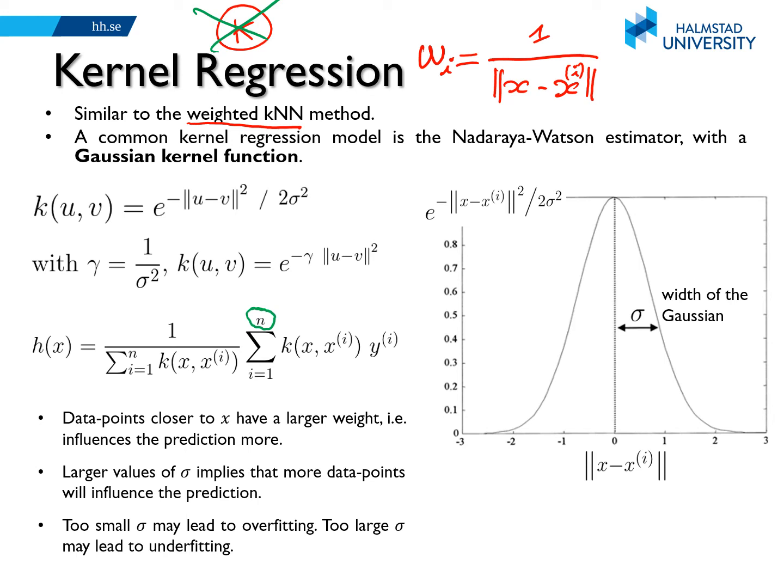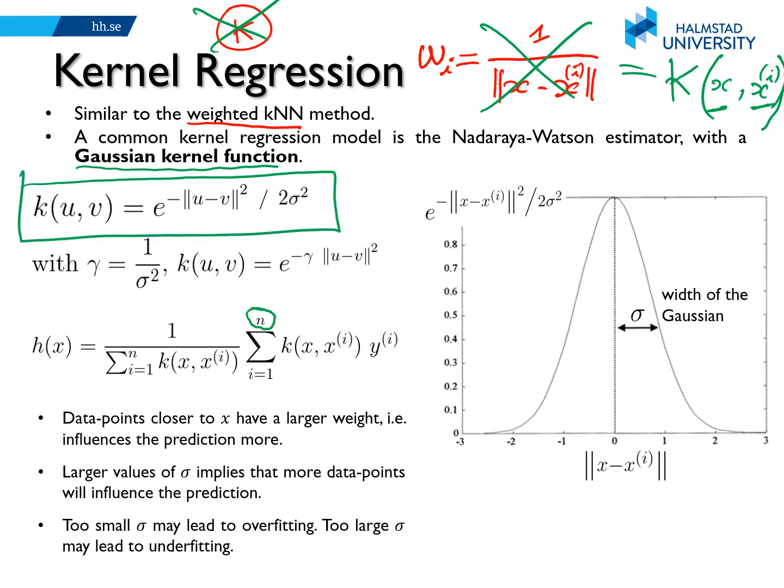In kernel regression, instead of doing this, we will use something called a kernel function that gives us the similarity between x and xi. And one kind of kernel function or similarity that we can use is called the Gaussian kernel function, and it is defined in this way.